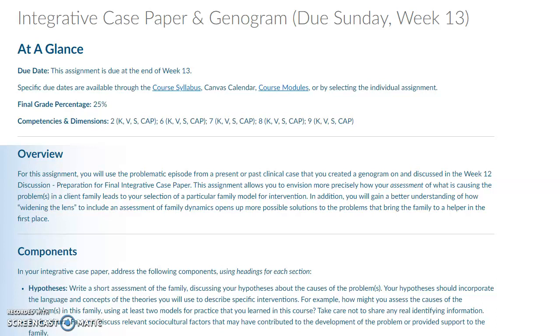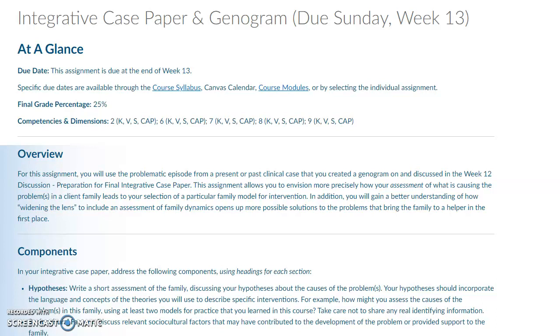So basically, this is going to help you identify an assessment of the particular issue, the problematic episode. What is your hypothesis of what is causing this problem? And then you're going to evaluate that through a theoretical model that we've discussed. But for this paper, you are going to be heavily focused on the intervention portion, identifying how you might use particular interventions for the problematic episode within the family.